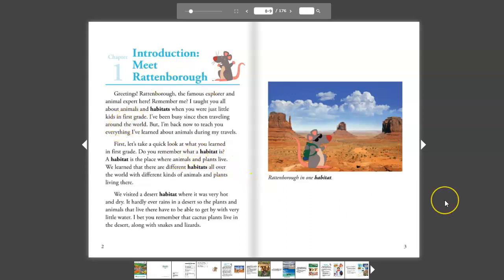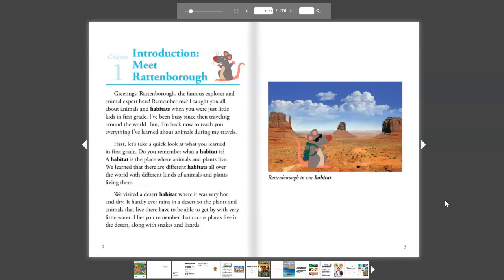Greetings, Rattenborough, the famous explorer and animal expert here. Remember me? I taught you all about animals and habitats when you were just little kids in 1st grade. I've been busy since then traveling around the world, but I'm back now to teach you everything I've learned about animals during my travels. First, take a quick look at what you learned in 1st grade. Do you remember what a habitat is? A habitat is the place where animals and plants live. We learned that there are different habitats all over the world with different kinds of animals and plants living there.